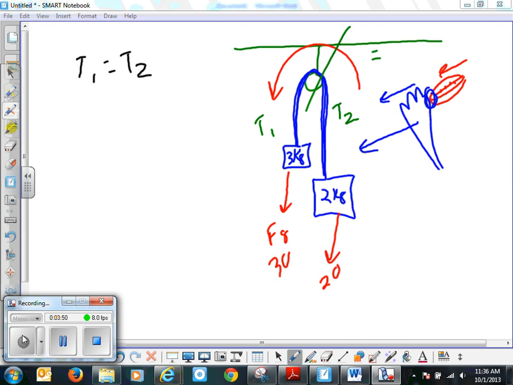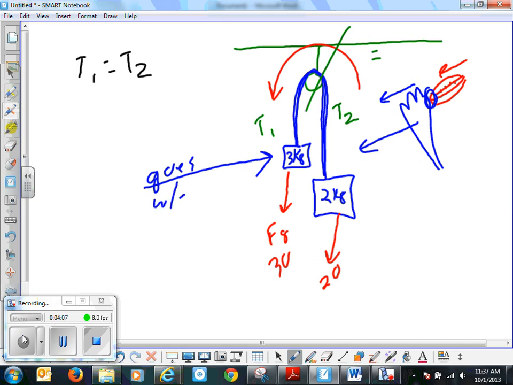So, thinking about how that affects this. If that rope was still, it'd be 30 newtons. But what's happening to this mass? That mass goes with the system. Just like your hand went with the ball here, that mass goes with the system. So it's going to put less force on the rope than its actual weight because it's accelerating downwards.